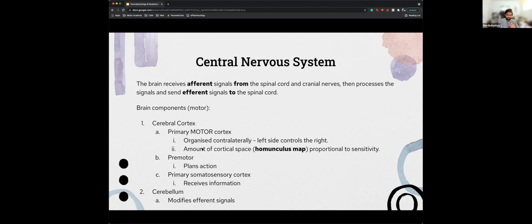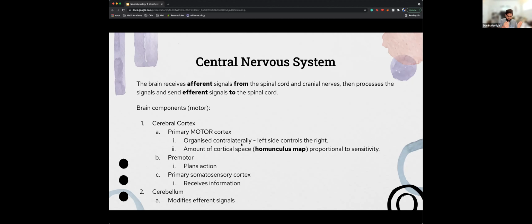I'm not too sure how much of this you guys have covered, but in the cerebral cortex we also have the primary motor cortex, where it's organized contralaterally. If you remember from earlier, it just means that everything's on the opposite side. So the movements on my left-hand side are controlled by the right side of my brain.